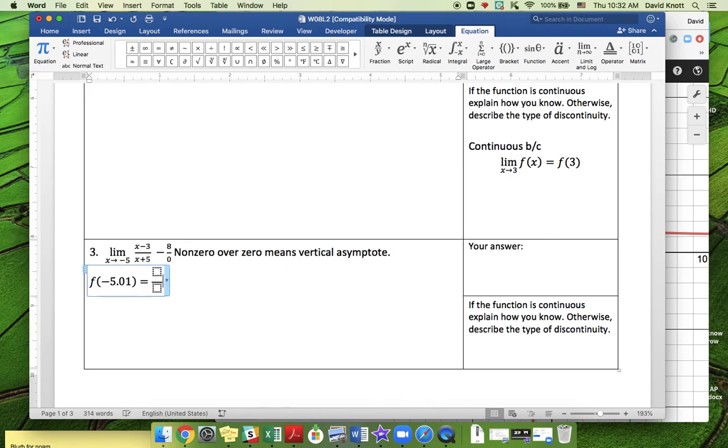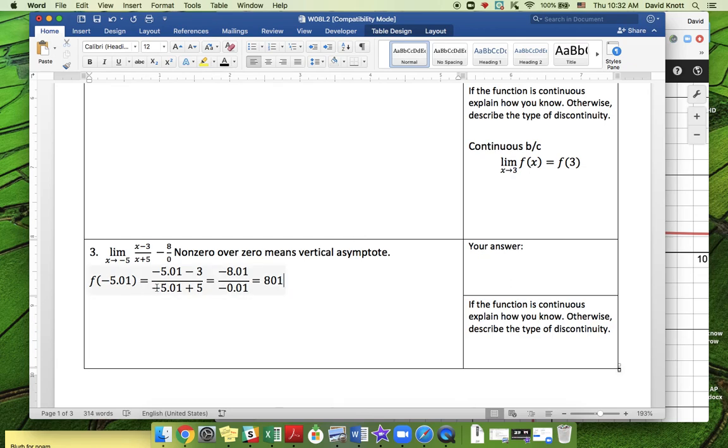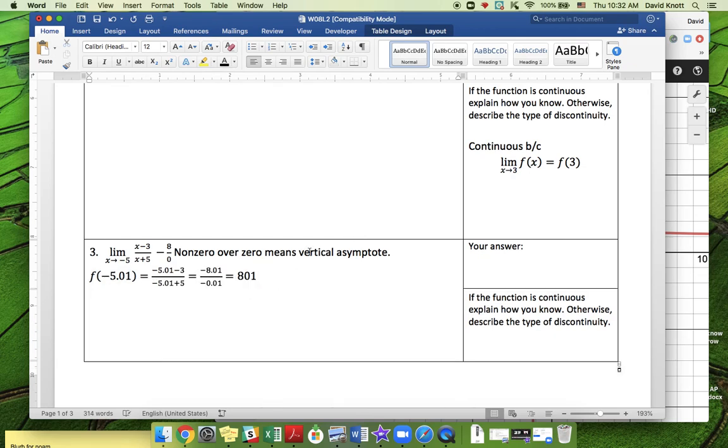If I plug in negative 5.01, I have negative 5.01 minus 3 over negative 5.01 plus 5. That gives me negative 8.01 over negative 0.01. The negatives cancel, and dividing by 0.01 is like multiplying by 100. So you get positive 801. Okay, so the value of the function just to the left of negative 5 is a giant positive number. That's telling you that as you approach negative 5 from the left, the function's going to positive infinity.